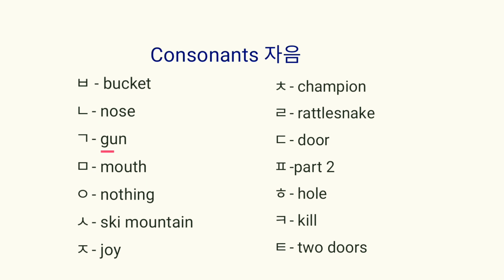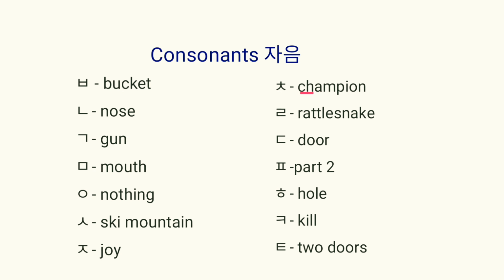This is a gun. It's a G sound. Here we have a mouse, the M sound. This is nothing. When this letter is at the beginning of the character, it's silent, but when it's at the end of the character, it's an NG sound. This is the skiing mountain and we'll take the S. This is a ski on the top of the mountain and we'll take the joy, J sound.